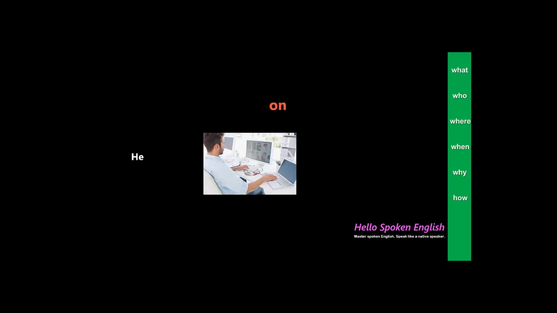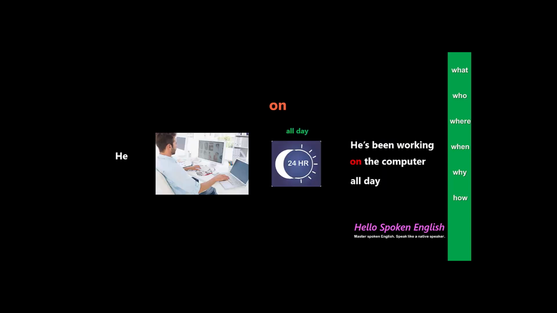He is working. Working where? On the computer. And how long? All day. Here, we need to change the main idea, he is working, into he has been working. So, the full sentence is, he's been working on the computer all day.